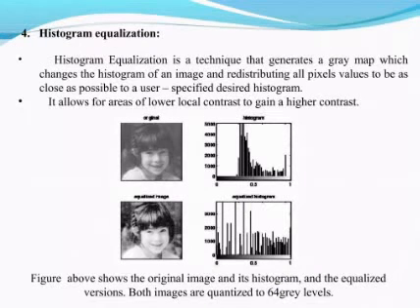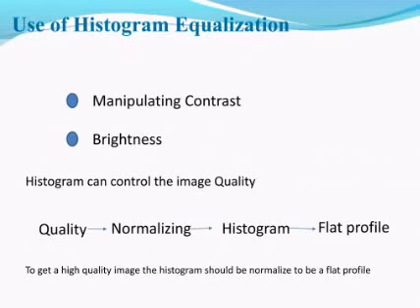Histogram equalization. Histogram equalization is a technique that generates a gray map which changes the histogram of an image and redistributes all pixel values to be as close as possible to a user-specified histogram. It allows areas of lower local contrast to gain higher contrast. It is used for manipulating contrast and increasing the brightness.